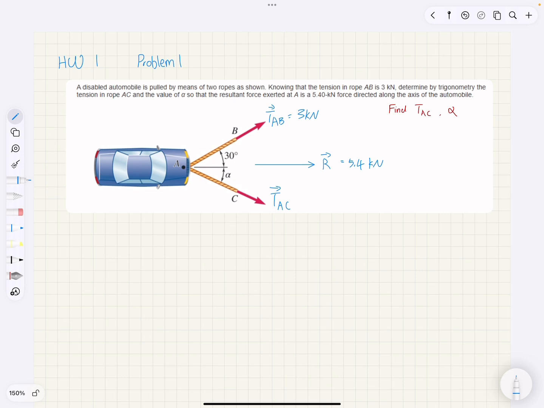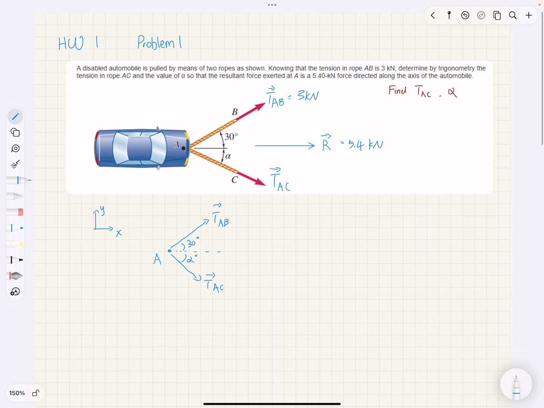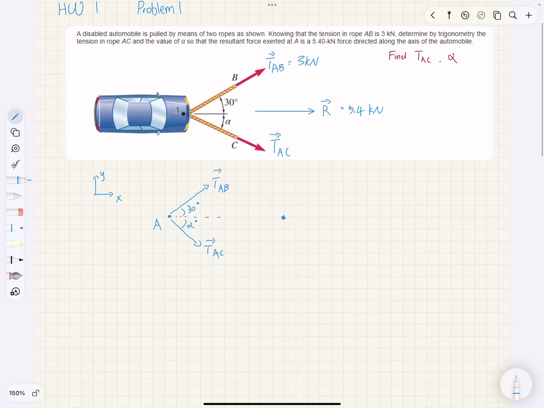To start with this problem, we should always draw an FBD real quick. So here we have point A and a force TAB, a force TAC, which has a 30-degree angle and alpha. And the resultant force, we have R pointing in the positive x direction with a magnitude of 5.4 kilonewtons.